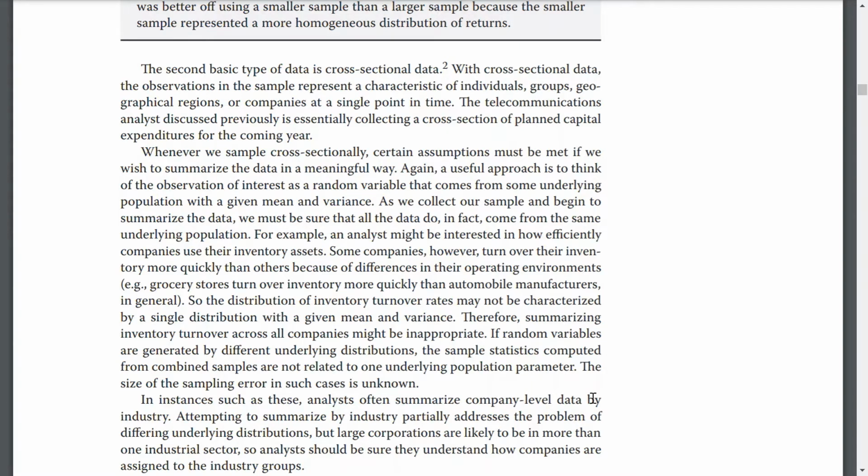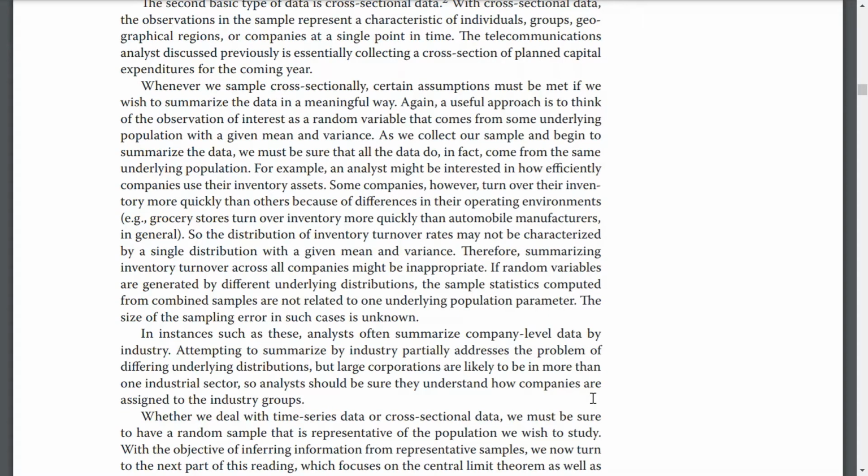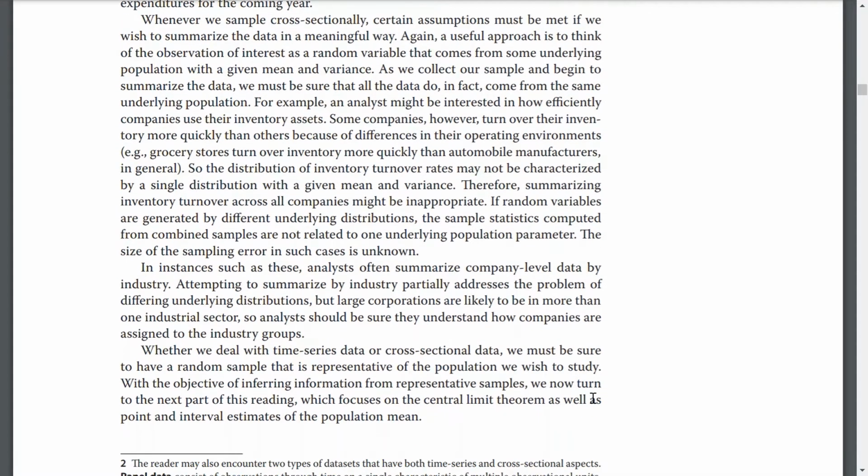Again, a useful approach is to think of the observations of interest as a random variable that comes from some underlying population with a given mean and variance. As we collect our sample and begin to summarize the data, we must be sure that all the data do in fact come from the same underlying population. For example, an analyst might be interested in how efficiently companies use their inventory assets. Some companies, however, turn over their inventory more quickly than others because of differences in operating environments.